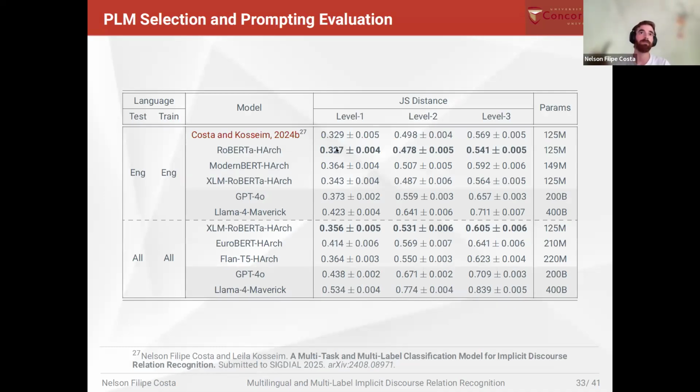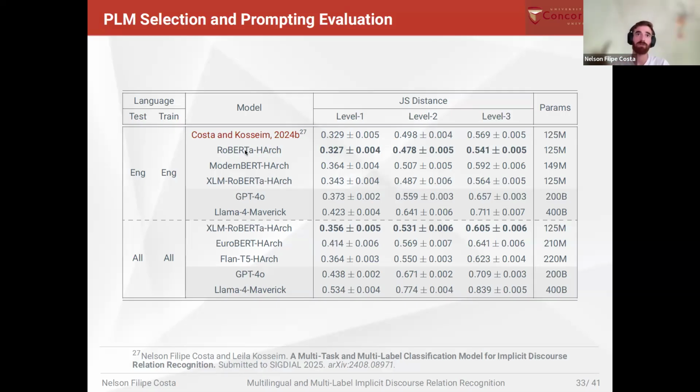Here are our results. The prompt settings are in this slightly dark gray, the last two rows in the English and multilingual settings. Sorry, let me break this table down better. At the top, we have different models trained and tested only in the English language. And at the bottom, we have different models trained and tested on all languages simultaneously. The last two rows of each part correspond to our prompting methodology using large language models. We use GPT-4 and Llama-4, the two most recent LLMs. And in our H-Arch model, similar to what we did before, we explore different pre-trained language models.